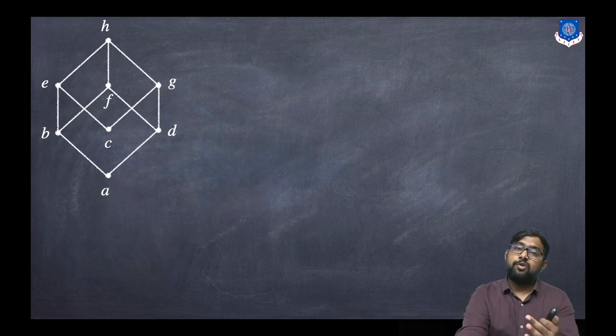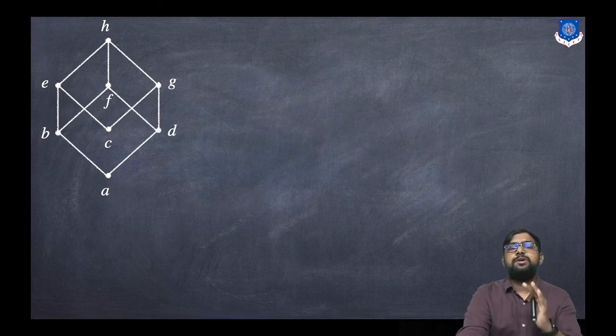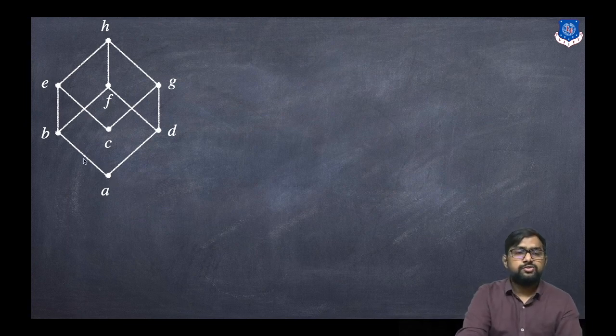And the last one, the Hasse diagram. Again we will check whether it is a Boolean algebra or not just by that property. So how many elements are there? So 1, 2, 3, 4, 5, 6, 7, 8. So here 8 elements are there. So 8 can be represented as 2 raised to 3. So that means we can proceed further.